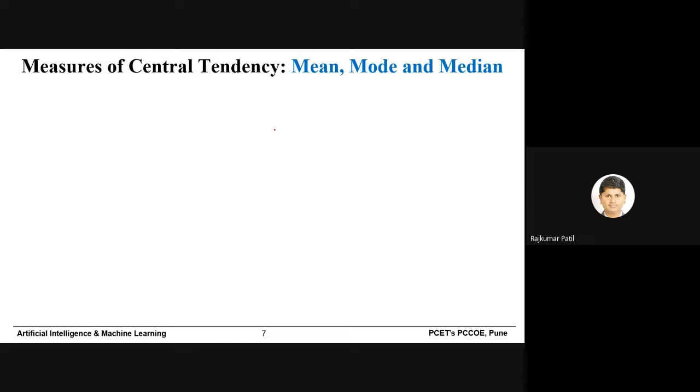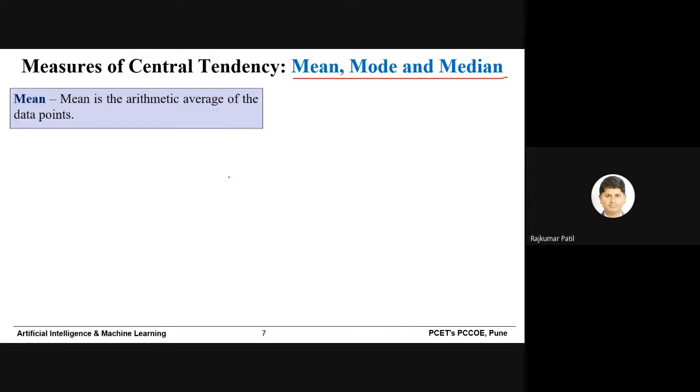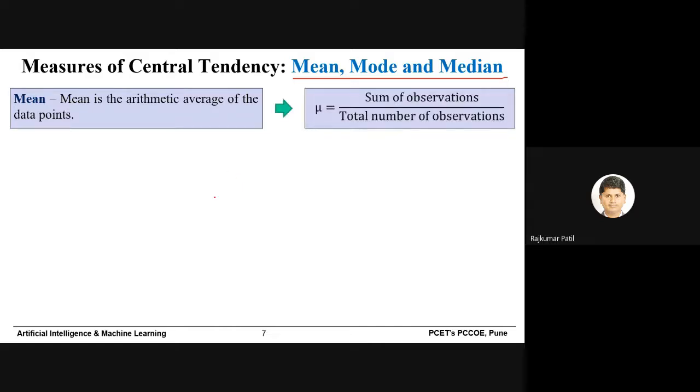So we will initially start with the measure of central tendency. In that, we need to talk about mean, mode, and median. So when we say mean, it is simply the arithmetic average of the data points. Okay, and it is denoted by the symbol mu.